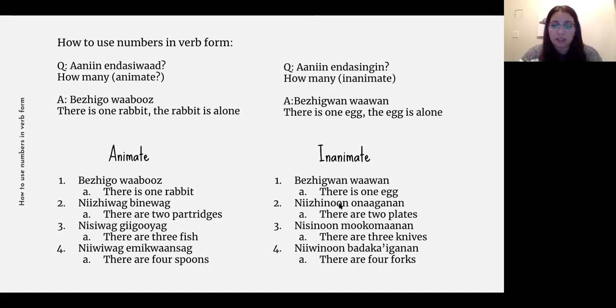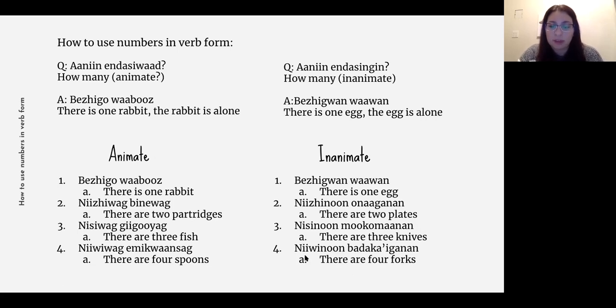If you go back to our list, O-O-N was an option. So there are two plates. So three. How do you say there are three knives? You'd say nishinun, so the O-O-N there, nishinun mokomanan. Nishinun mokomanan. There are three knives.